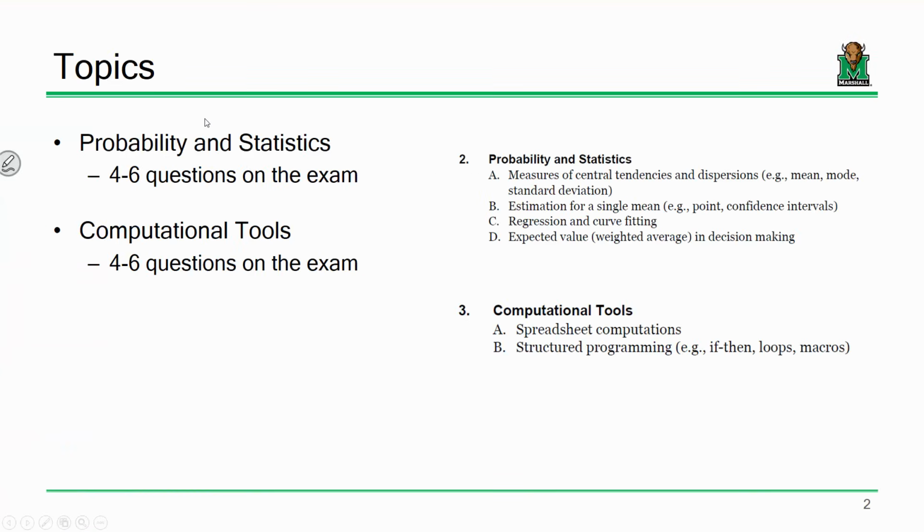That's better. Okay, so we're going to cover two topics tonight. Let me get the lights adjusted in the room. We're going to cover probability and statistics, and then computational tools. Probability and statistics is going to be some pretty basic stuff tonight. We're not going to do anything of any substantial difficulty.